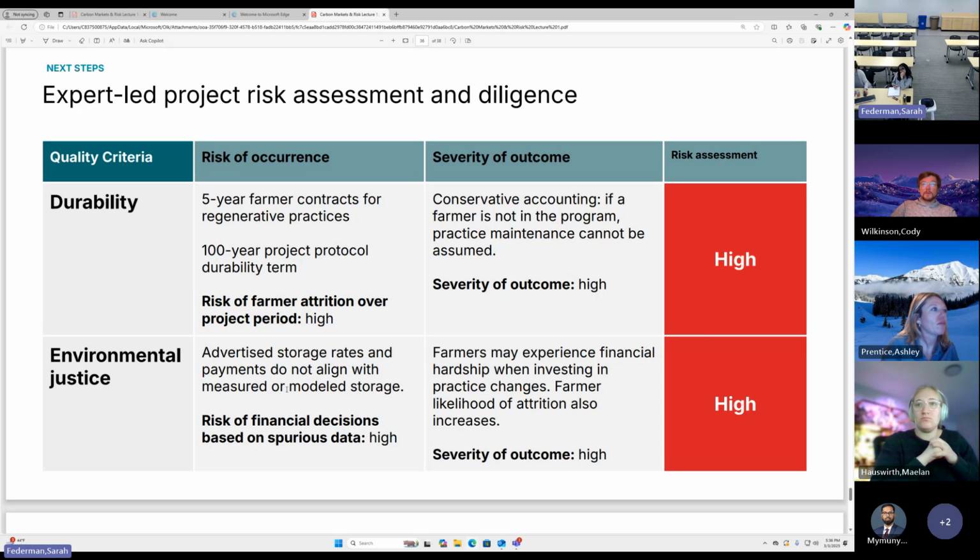Similarly, in that same project, if the advertised storage rates per acre and payments aren't aligning with what's actually measured or modeled, farmers aren't receiving what they signed up to receive or what they thought they were going to get. So again, people might be signing up based on spurious data and might leave or experience financial hardship. So again, we would probably class this as a high risk for a potential buyer. This is the sort of exercise that we will be doing, looking at a project together across all of the quality criteria. Any questions?